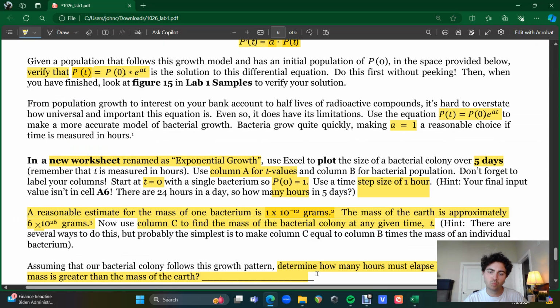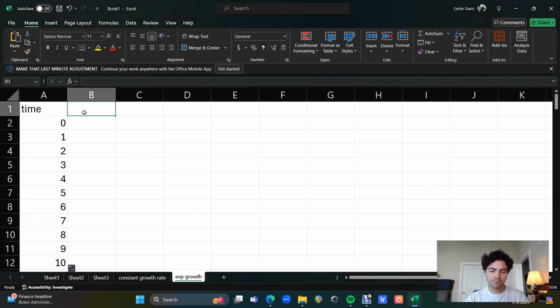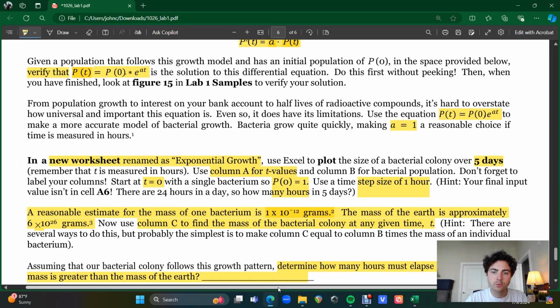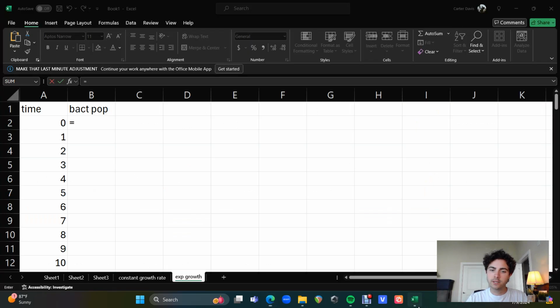Now, I guess just population in the next column. Bacterial population. So now we're just inputting the equation. We're inputting this formula, p of 0, e to the at, and for p of 0, we're going to use 1. So p of 0 equals 1 right here. And then a is also equal to 1. So it's going to be very easy for us.